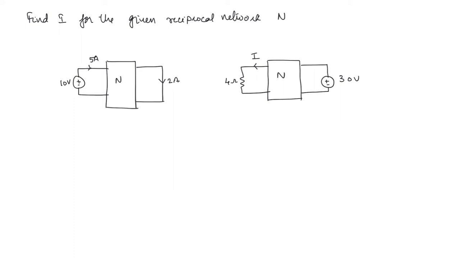Here you have one interesting question. Find I for the given reciprocal network N. So these are the two different conditions that are given for the same network.